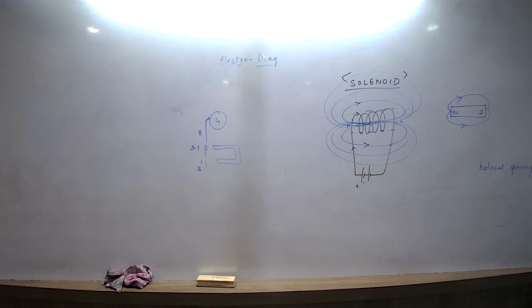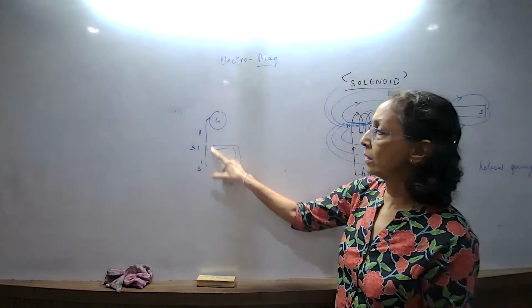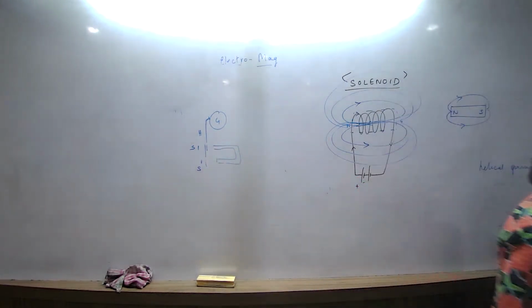Use of electromagnet in an electric bell. Construction. What are the main parts? You have a horseshoe electromagnet. Did you notice the horseshoe electromagnet in the diagram? Second one is a soft iron armature, which is A. So you have a soft iron armature here, this one. There is one armature here. Then we have a hammer, H, and we have the gong, which is the G. And then of course you have a metallic spring strip.